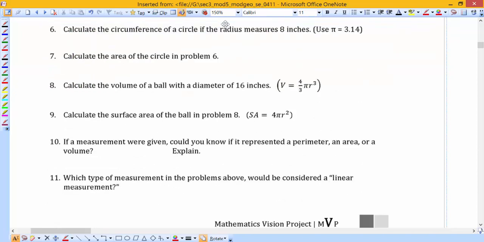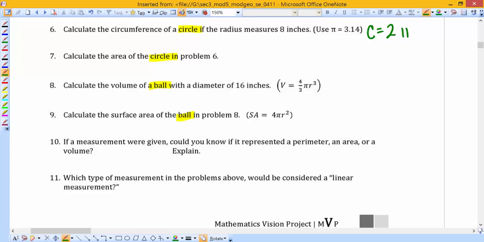Now for 6 through 11, you're looking at another shape. The shape in 6 is a circle, then it says the same circle, then it's the volume of a ball, and another ball. So we're looking at circles and spheres. In 8 and 9, they give you the formula. Just be careful with your calculator in 8 and 9. For 6 and 8, calculate the circumference. If you need the circumference of a circle formula, here it is. If not, go ahead and get to work on this.